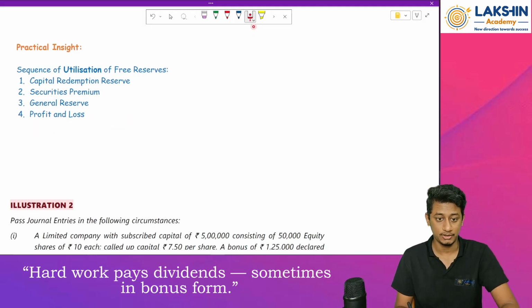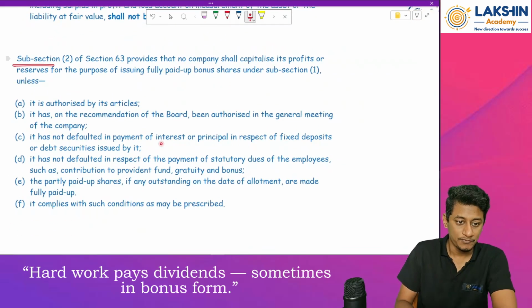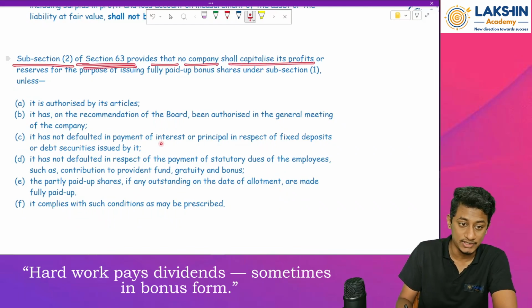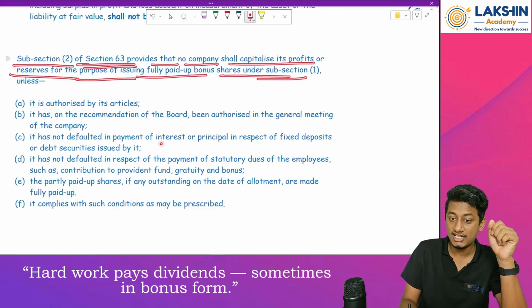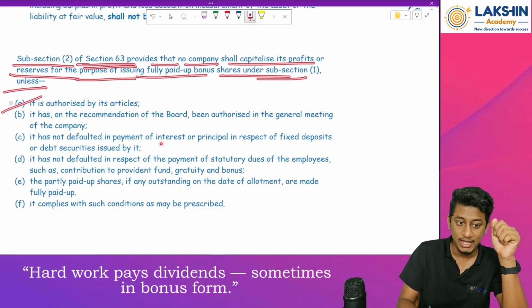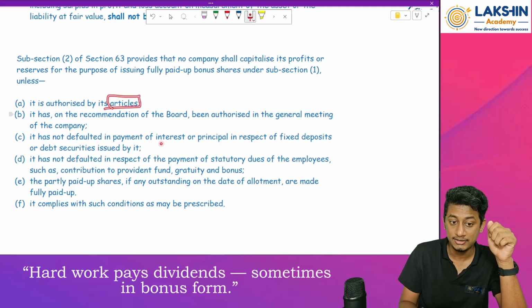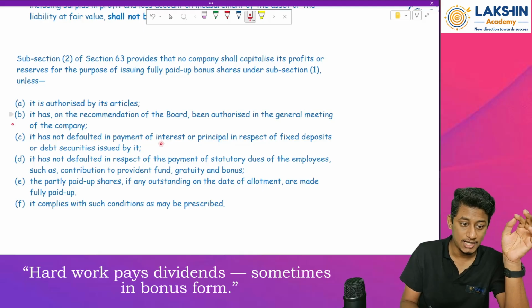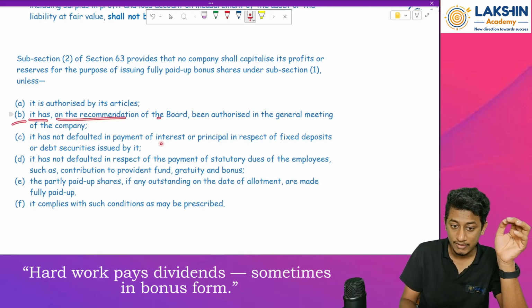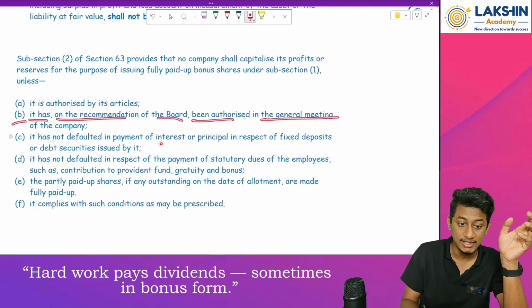Remember. Clear? Okay. Now, subsection 2 of section 63 provides that no company shall capitalize its profits or reserves for the purpose of issuing bonus shares under subsection 1 unless it is authorized by its articles. What articles? Newspaper article? No. By its AOA, articles of association. Clear? Then it has, on the recommendation of the board, been authorized in the general meeting of the company.